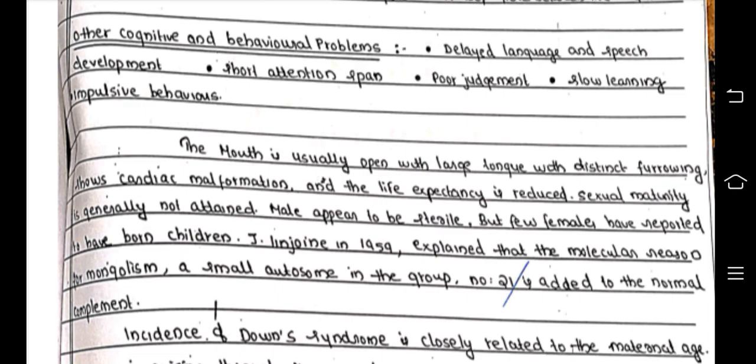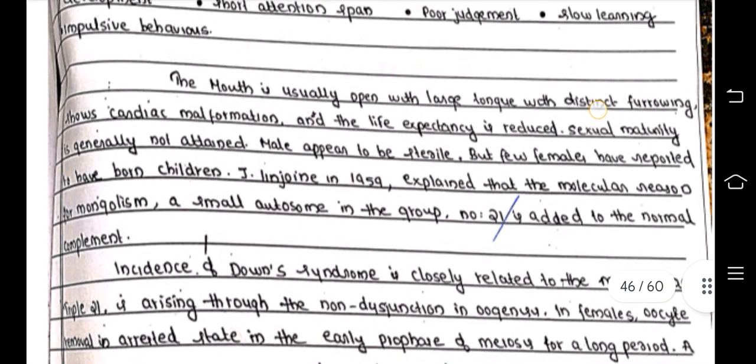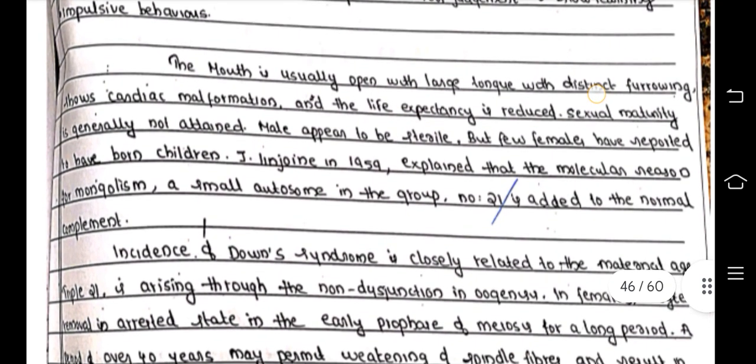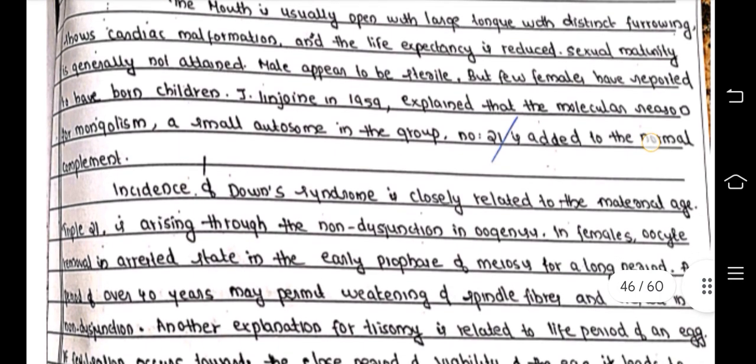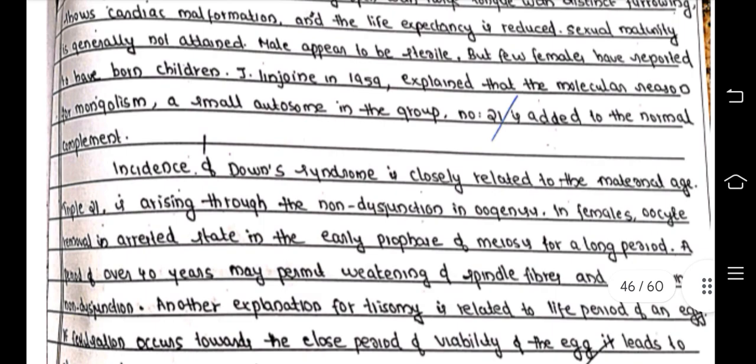Lejeune and colleagues in 1959 explained the molecular reason for mongolism: a small autosome in the group, number 21, added to the normal complement. The incidence of Down syndrome is closely related to maternal age. Trisomy 21 arises through non-disjunction in oogenesis.